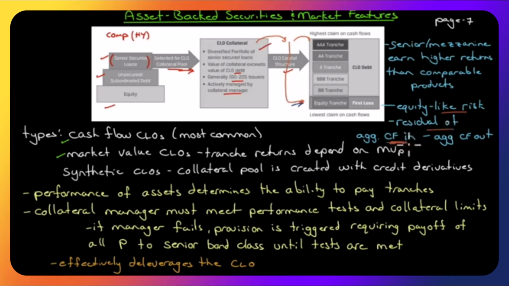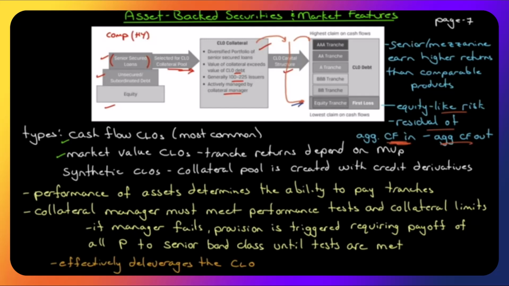So it's the residual of the aggregate cash flows in minus the aggregate cash flows out. Types of CLOs: the cash flow CLO is the most common. That just means that we have collateral. The collateral pays interest and principal. We take that interest and principal, we pay off all the bondholders, and whatever's left over goes to the equity tranche. That's the end of it.